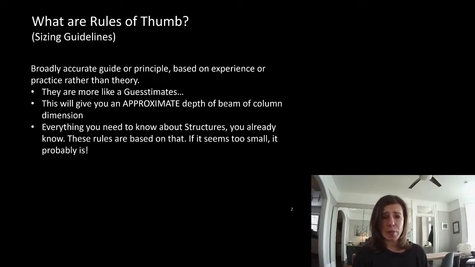Now, I've said it before, I'll say it again. Everything you need to know about structures, you actually already know. You know it intuitively. I'm just putting some rigor to the things you instinctively already know. These rules are based on that gut feel that you have. Now, there's a tiny little bit of math involved with it, like a one line, plug it into your calculator kind of thing. So if you're looking at it and it seems too small, it probably is, and maybe you want to think about why. Have you made a mistake? Are you drawing something unreasonable? Or are you doing something with that member that makes it outside of the rules of ordinary or outside of the range of normal?